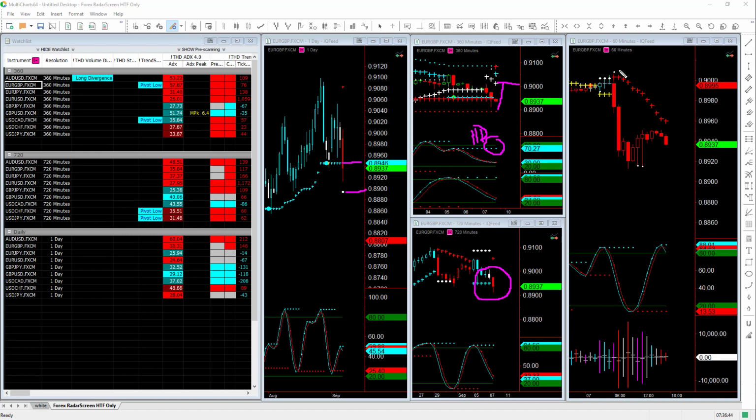You can pretty much see that scenario over here on the 60 minute. You made lower highs, but you actually made a higher high in the stochastics with the reversal bar to the downside. That is pretty much what I want to see happen over here.